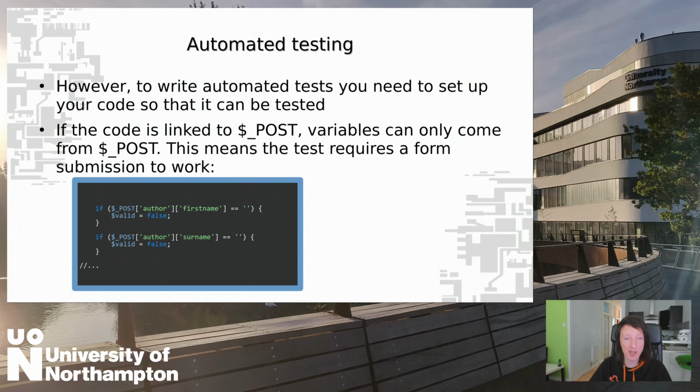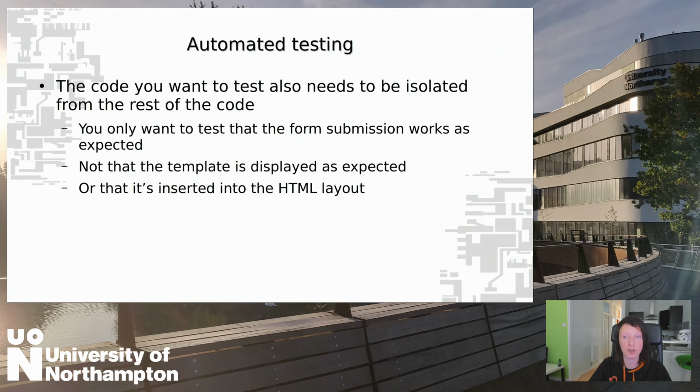And one of the things that makes this somewhat difficult is if your code's linked to the $_POST array, then obviously it requires a real form submission to work because that variable is created by PHP. You can kind of override it and you can somewhat work around that, but it's better to avoid using $_POST or $_GET inside your code and just pass them in as arguments. The second thing you need to be able to do is isolate the code that you want to test. You want to be able to just run the block of code that you wish to test.